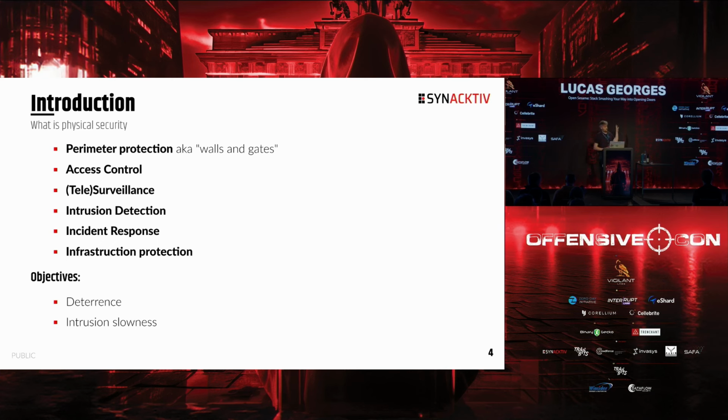The main objective of physical security is deterrence. Same thing with protecting your bike. You don't need to buy the best bike lock to protect your bike. You just need to buy a lock that is better than your neighbor's bike lock. And the second objective is intrusion slowness. Given a sufficiently motivated attacker, you may want to give as much time as needed to the incident response to act on a breach. But here we are just focusing on access control.